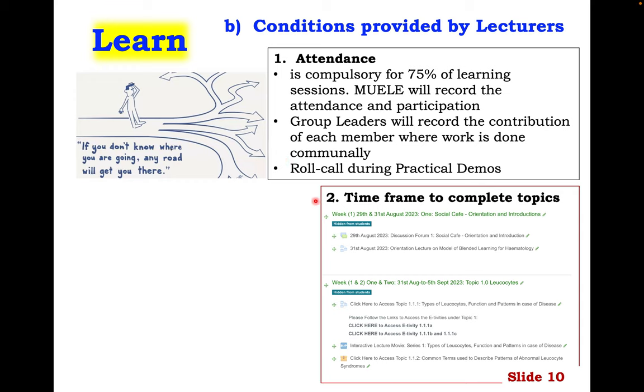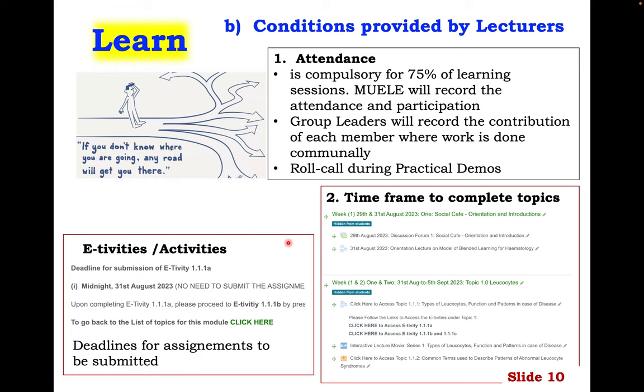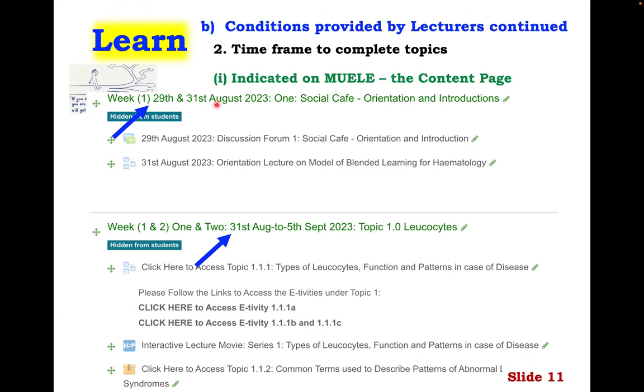There's a time frame to complete the topics. It is shown in Mowele and in the study guide. We shall get to that soon. And the ETVTs have got deadlines with which you are supposed to submit them. So let's look at this. There are time frames with which to complete the topics, and these are indicated in Mowele. So at the beginning of each topic, there's a date. Topic one is going to be conducted from August, this date to that date. Topic two will be conducted within week one and two, from this date to that date. So these are the conditions that will help guide your learning within a time frame.